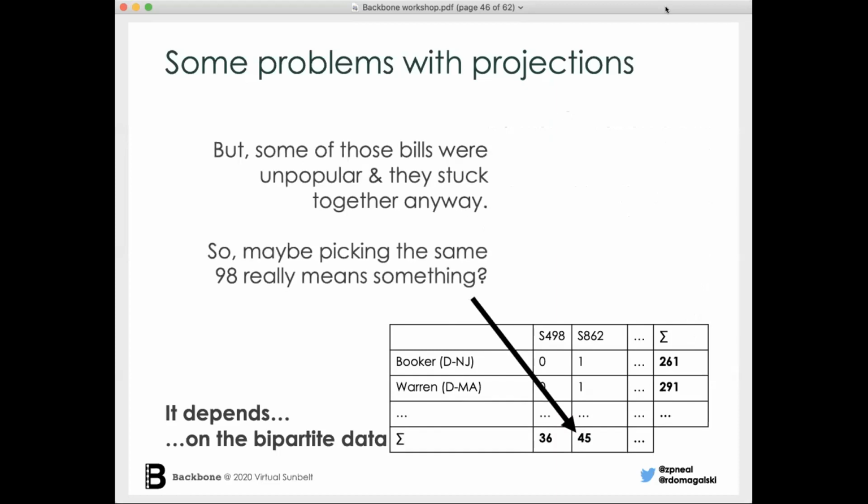We can also look at the column sums. This tells us how many people sponsored any given bill. And so we see here some of the bills they sponsored were pretty unpopular bills. Senate Bill 862 was only sponsored by 45 senators, mostly Democratic senators. And so we might think, well, although this bill was unpopular, Booker and Warren stuck together on it. So maybe the fact that they picked 98 bills really means something, that they were willing to stick their neck out for the same sets of unpopular bills.